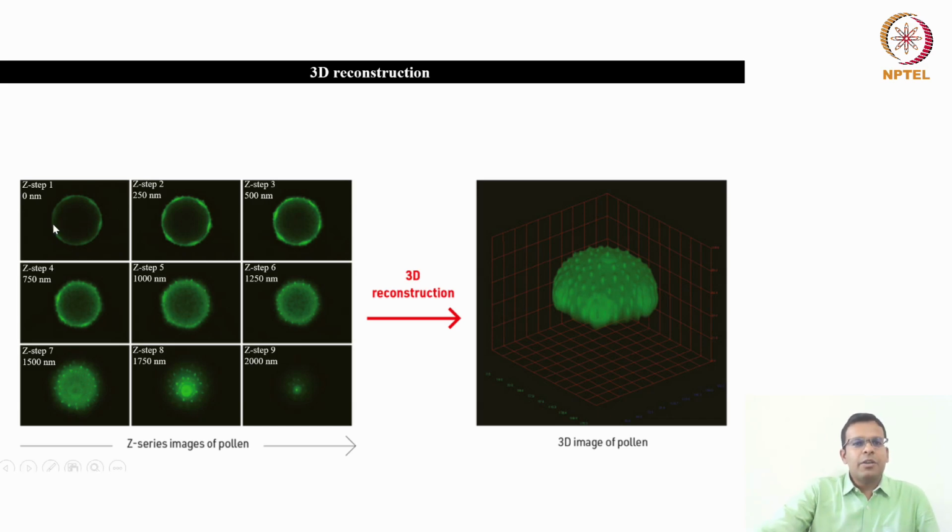Once you capture this kind of Z-step image, it looks like this. Here is a Z-series image of pollen. From top to bottom, these are the different sections of the pollen. After imaging, you have to do the 3D reconstruction, so you can see the entire 3D image of the pollen. Here you can see how the pollen looks in the 3D image. This is known as 3D reconstruction. First you take the Z section images, and after that you merge the Z sections to get the 3D reconstruction image like this.